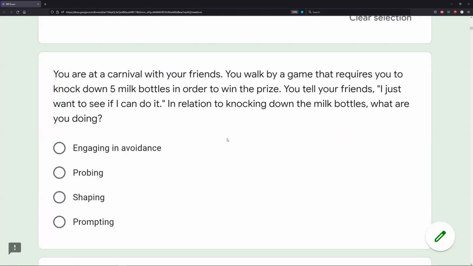You want to probe your milk bottle knocking down ability. B looks like our answer, but as always, read all of your answer choices. Figure out why the wrong ones are wrong.